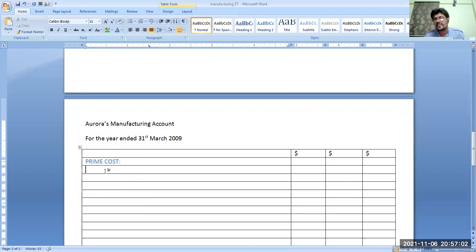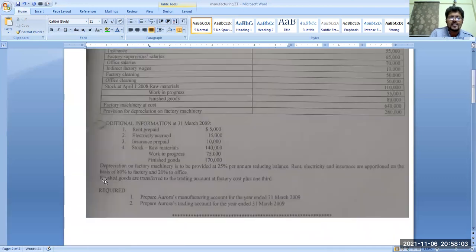Now, prime cost means first we have to compute the cost of direct materials. First heading, direct materials. Direct materials starts from raw materials inventory at the start of the year, which was on 1st April 2008.